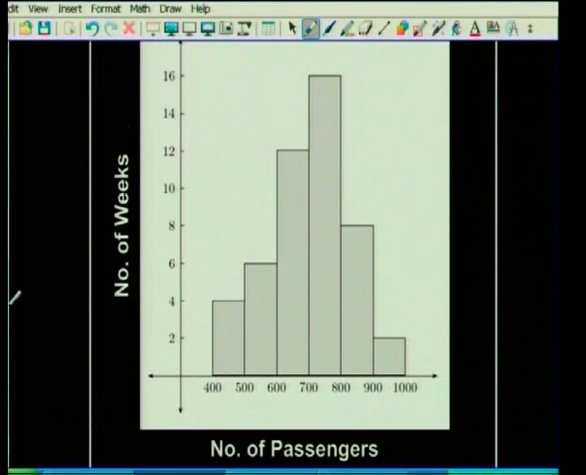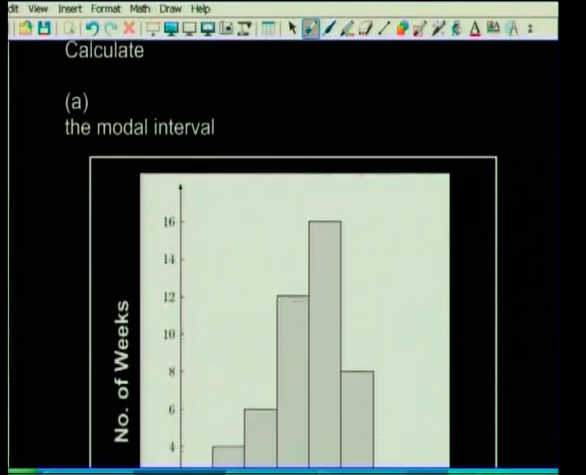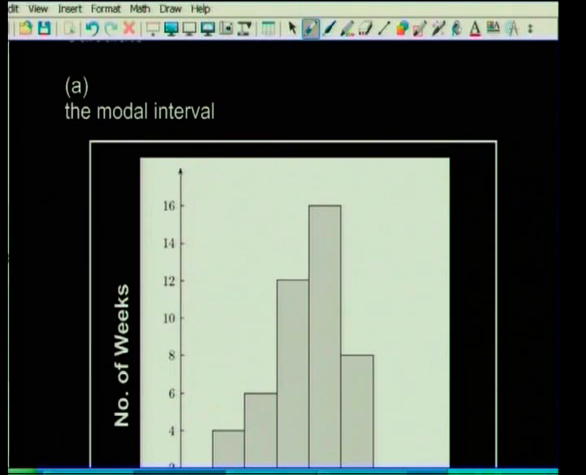So let's have a look at the histogram. We've got our class intervals with our number of passengers, 400 to 500, 500 to 600, and on the y-axis we have the number of weeks. The first question that we are asked is to calculate the modal interval. Now, calculating the modal interval, especially if the data is given to you in a bar graph or in a histogram, is really very easy. We'll just be looking for that bar that's the highest.